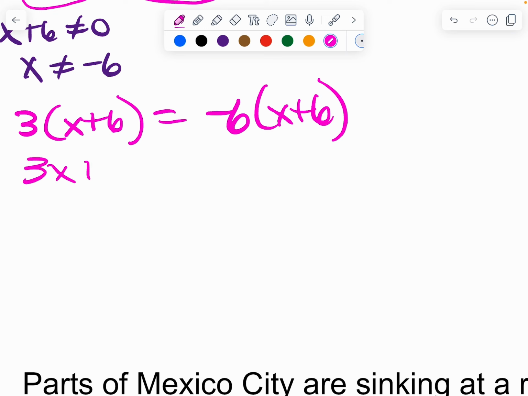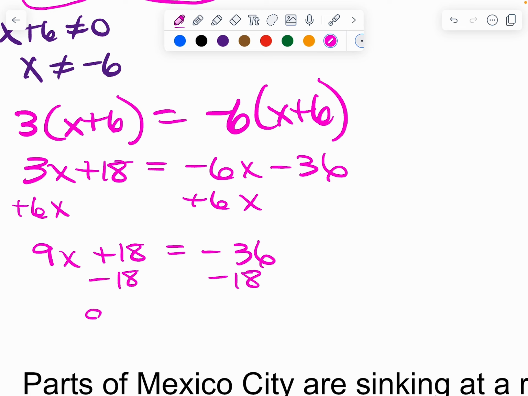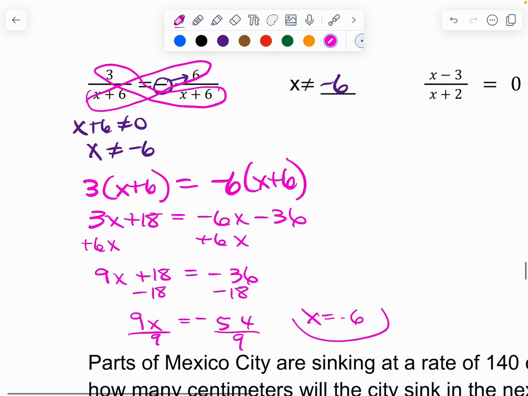So I'm going to get 3x plus 18 equals negative 6x minus 36. I'm going to add 6x to both sides. I'm going to get 9x plus 18 equals negative 36. Subtract 18. Negative 54. Divide by 9 on both sides, x equals negative 6. Look at that. So that means my answer is no solution.